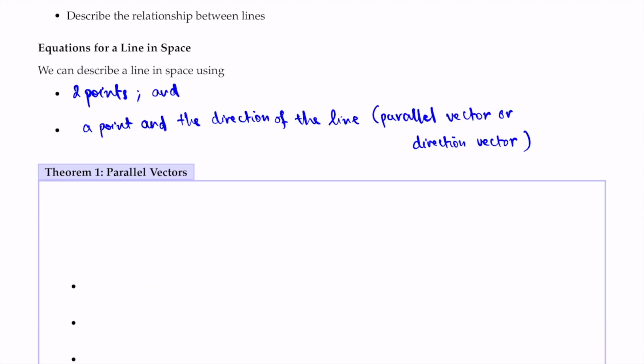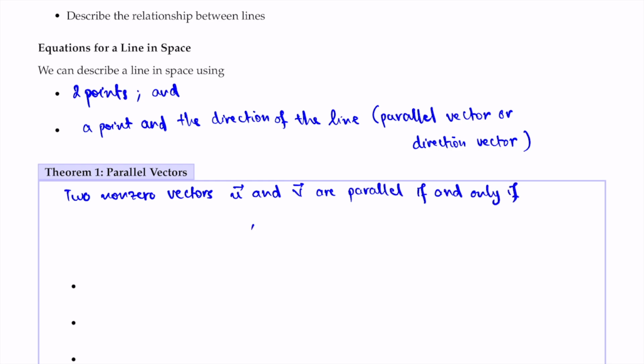I'm going to give you some definitions to see if two vectors are parallel or not. I have two non-zero vectors, u and v. These two vectors are parallel if and only if vector u is equal to k times vector v, where k is a scalar, or just a constant for that matter. So it means that vector u is a multiple of vector v.